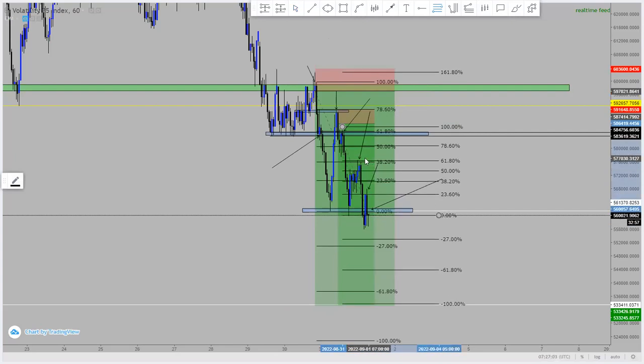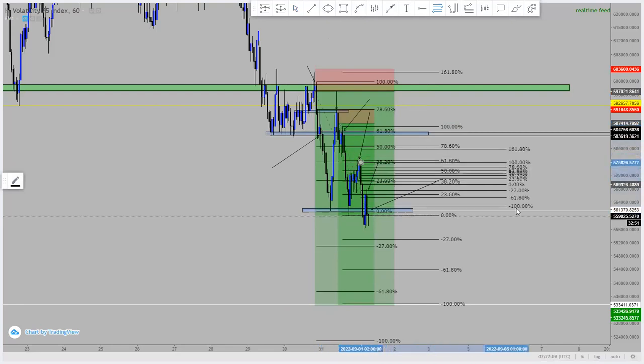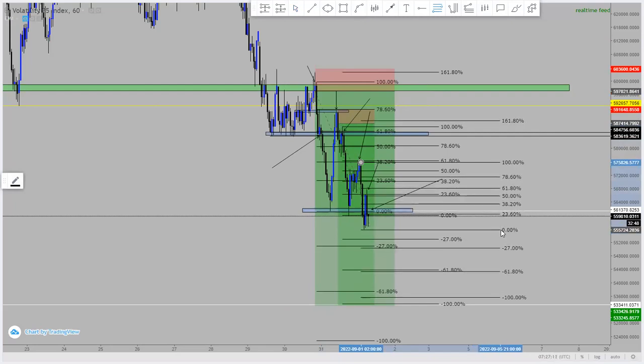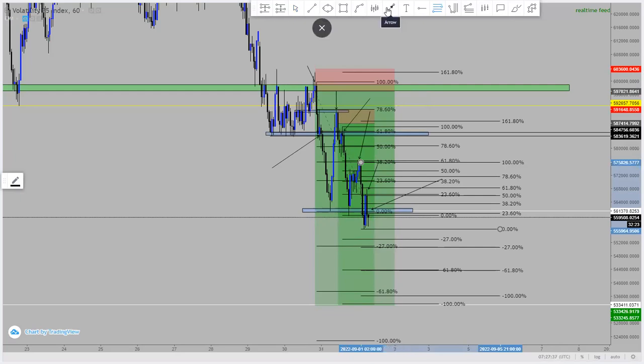You get this entry at 61.8. Point A here to point B here. We are at 50%. So now we have broken below this support, and we're expecting something like this: broken below, retest the support. It has flipped and is now a resistance, so we're expecting a retest into that. Then, boom, this area is our major target.